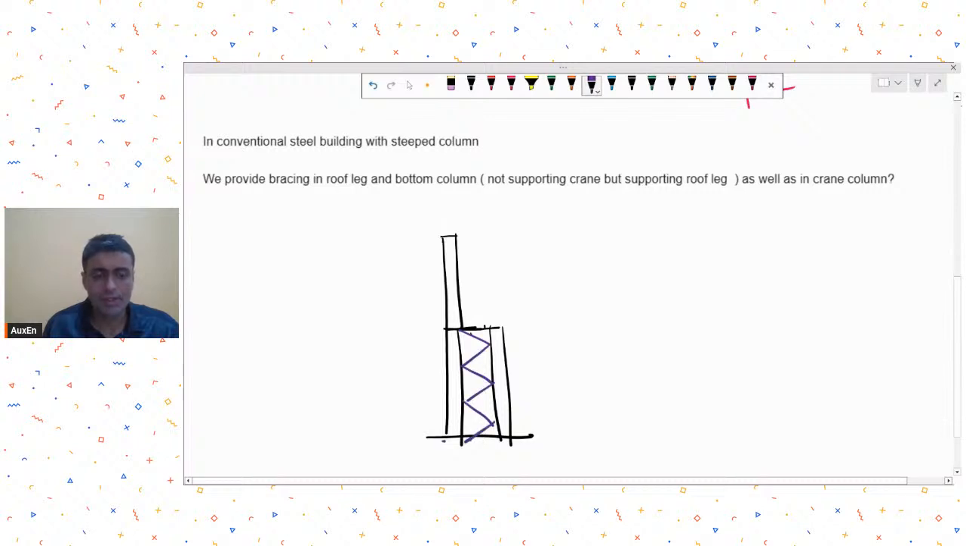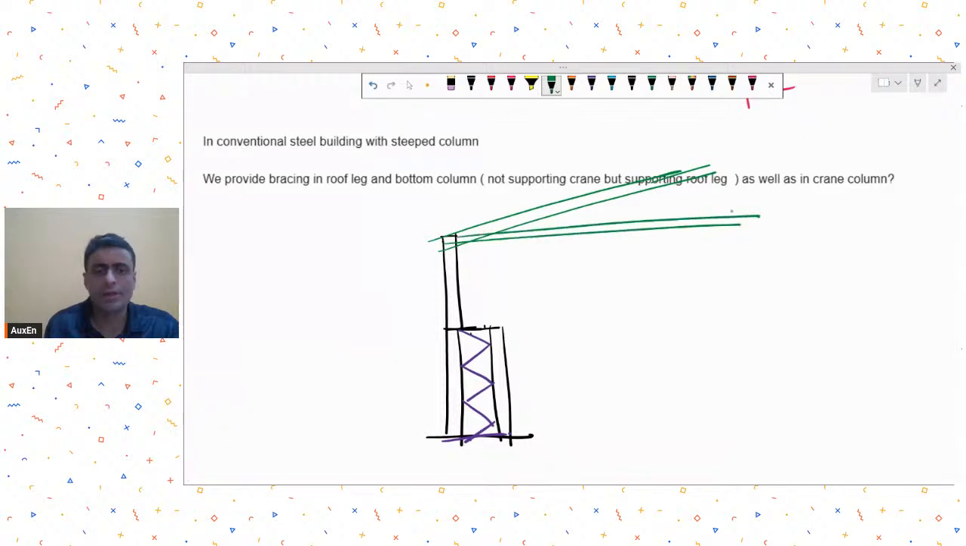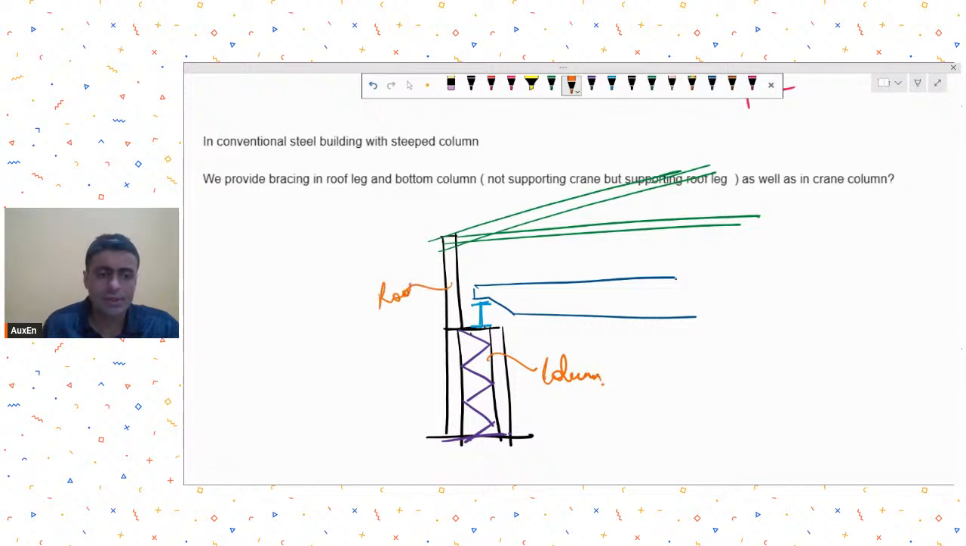So the stepped column is wider, and then I have this roof leg, and that roof leg is supporting some roof truss or portal or whatever there is. So he's saying you may have to provide bracings over here because there might be a gantry girder which may be supporting some crane bracket. So maybe in this column, the main column, you are providing some bracing arrangement. In the roof leg, he is asking, do we need to provide a bracing arrangement?